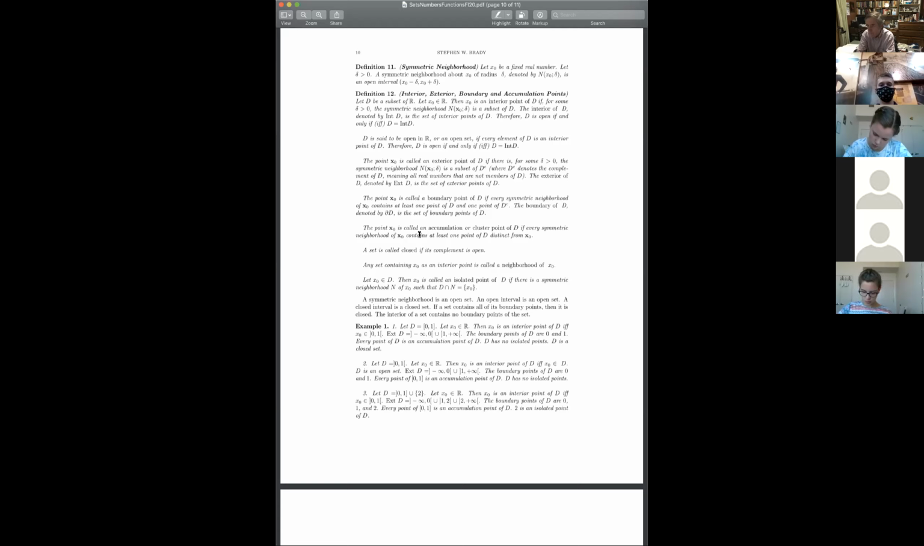What are the accumulation points of the open interval from 0 to 1? The answer is the closed interval from 0 to 1. Number 0 is a boundary point, but it's also an accumulation point. Number 1 is a boundary point, but it's also an accumulation point. And so all the accumulation points are the interior points and the boundary points. Okay? Now, let's suppose we take the set 1, 1/2, 1/3, 1/4, 1/5, and so on.